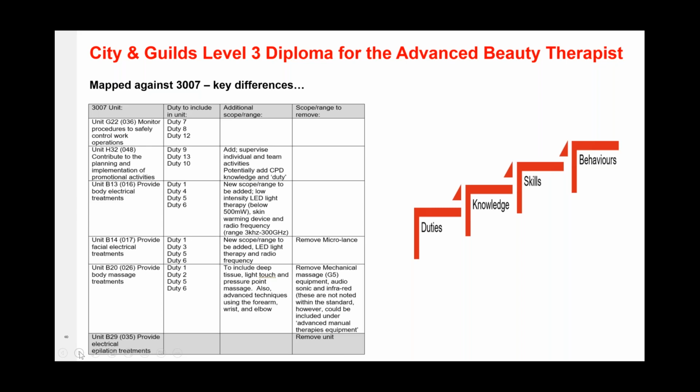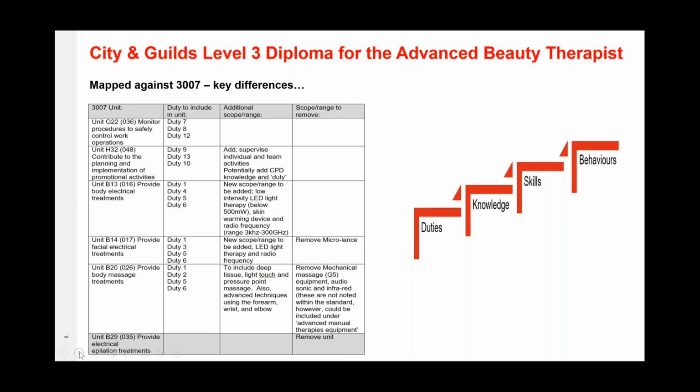But fundamentally the key and core practical units are around body electrical treatments and mechanical treatments, facial electrical and mechanical treatments and body massage or manual therapy techniques. So we've seen the introduction of some new scope and range, knowledge and behaviours. We've also seen the introduction of some new treatments.